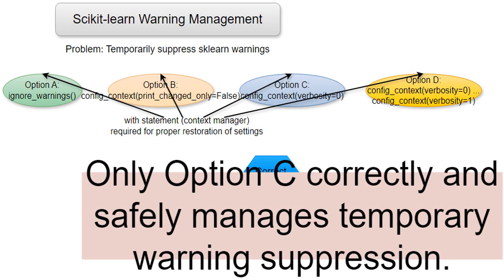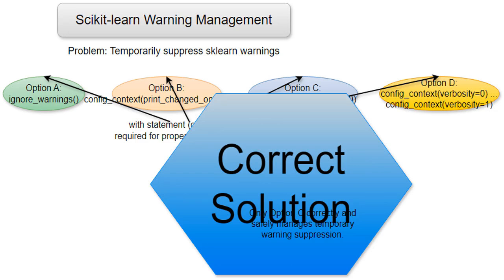Option C uses the config_context correctly within a with statement, to temporarily change the warning level and then automatically resets back to default. I've found the solution. The correct answer is option C. It's the safest and most reliable way to handle temporary suppression of warnings.